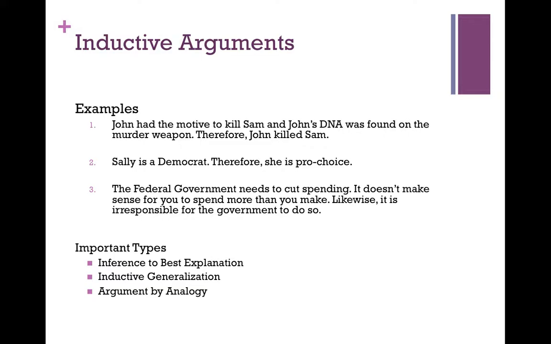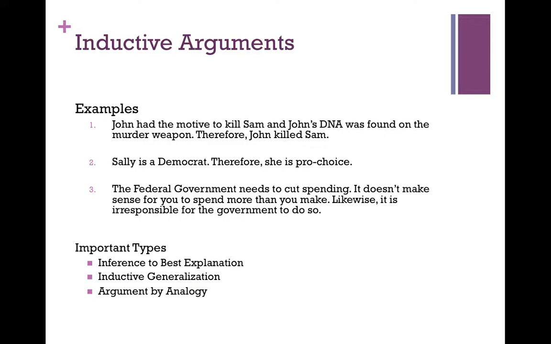The first one is called an inference to best explanation. In the first argument up here, basically what is going on is the arguer is laying out a few data points. It's like, all right, data point number 1, John had the motive. Data point number 2, John's DNA is on the murder weapon. The likely explanation for this, or the best explanation, is that he killed Sam.